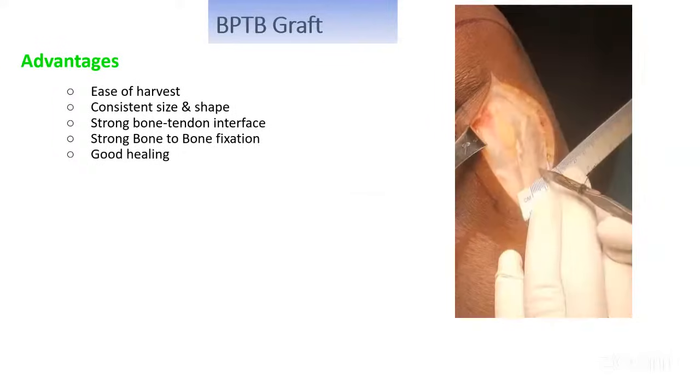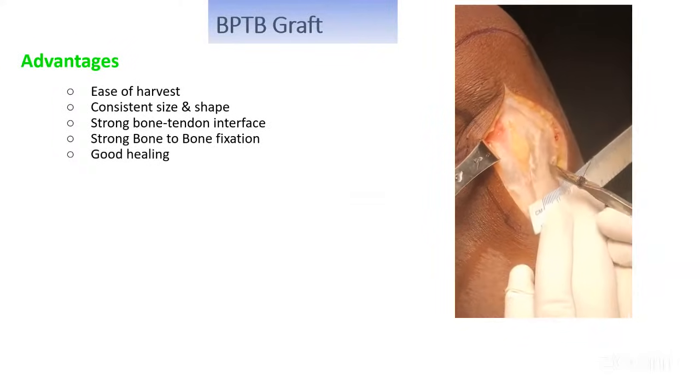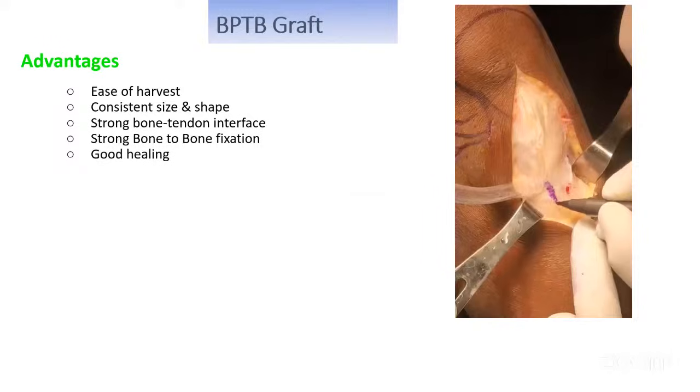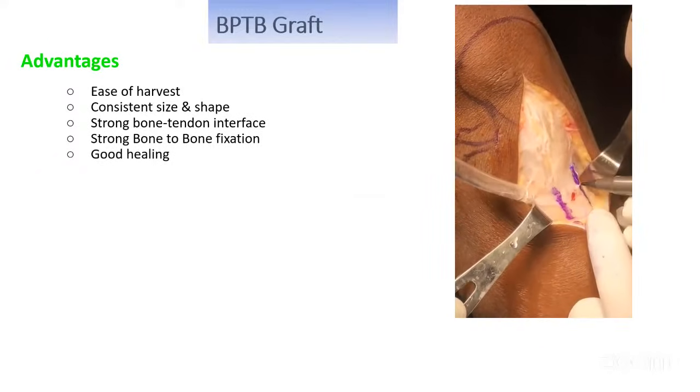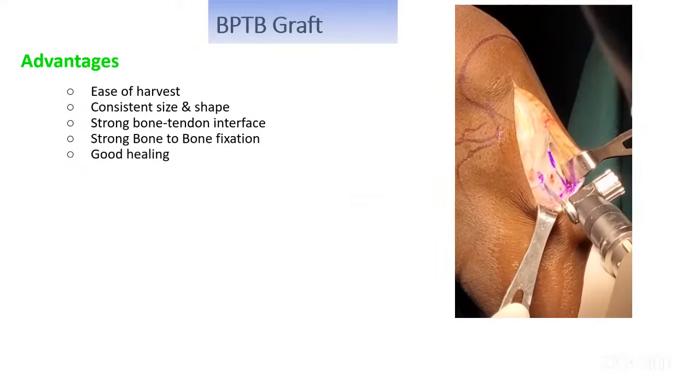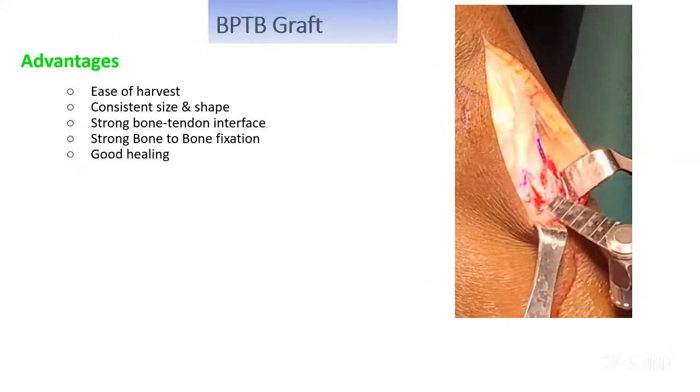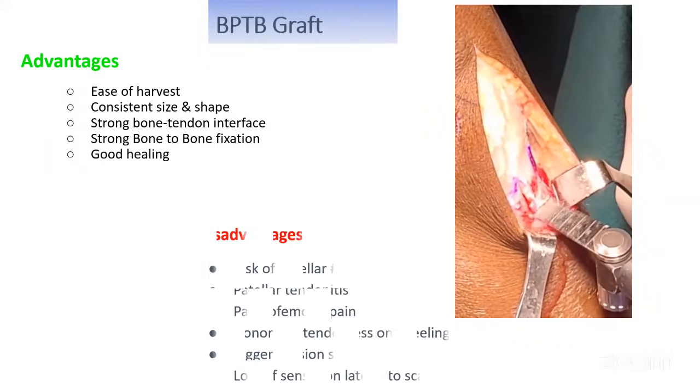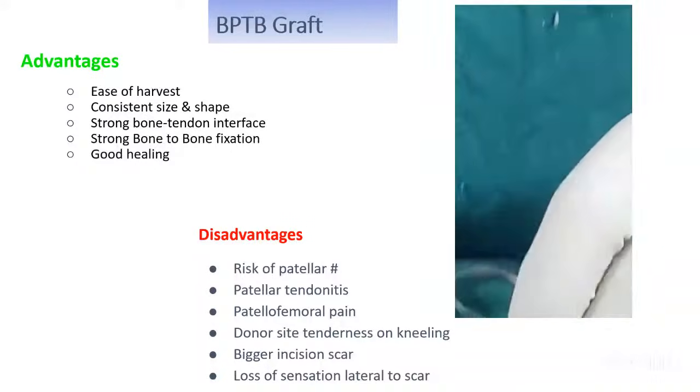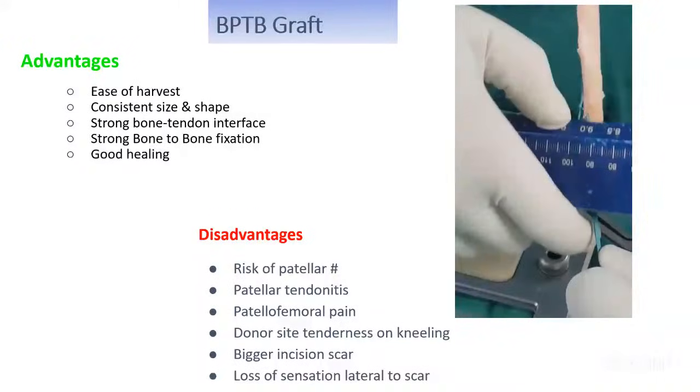So coming to the BPTB graft, what are the advantages? It is very easy to harvest, consistent size and shape, strong bone fixation, and good healing properties. But the disadvantages are the bigger incision scar and loss of sensation, as we all know, lateral to the scar. So though it's a gold standard, it has certain disadvantages.